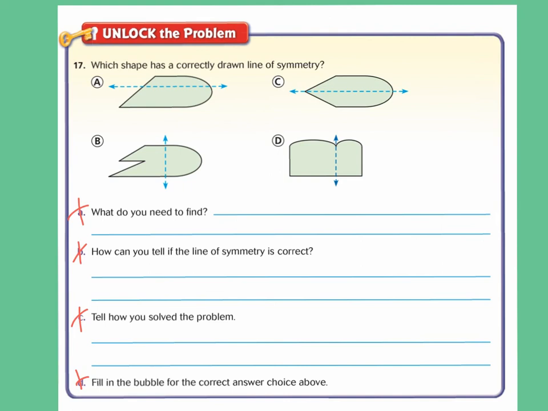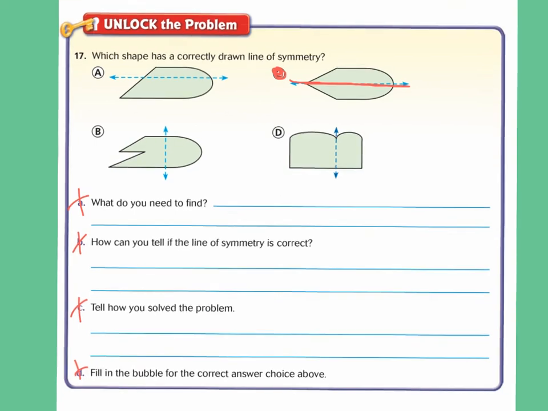Okay, for number 17, again, you should already have this filled in. You have which shape has a correctly drawn line of symmetry. That would be letter C. This horizontal line going left to right creates a mirror image top and bottom of that shape here.